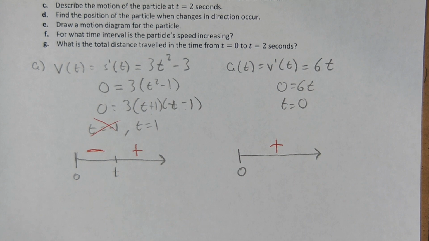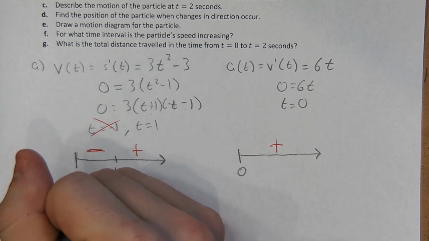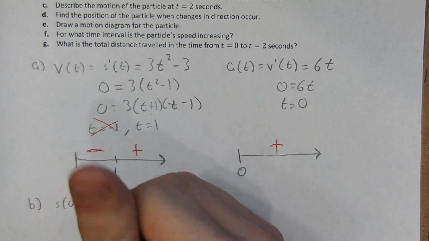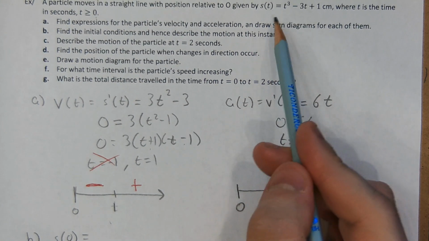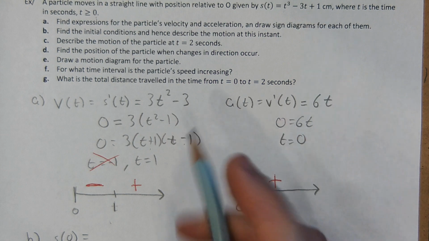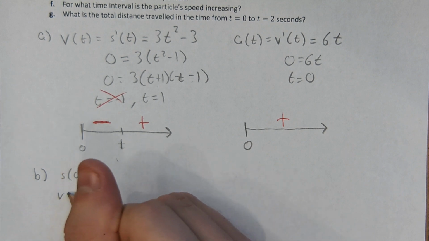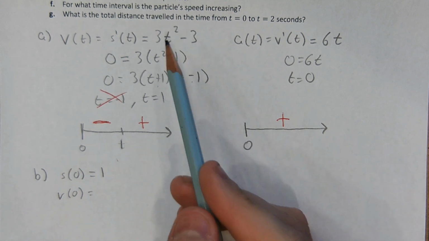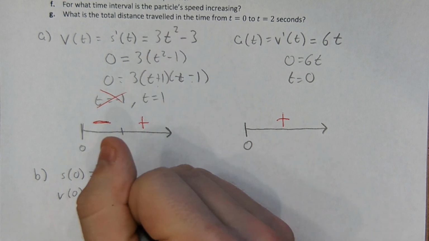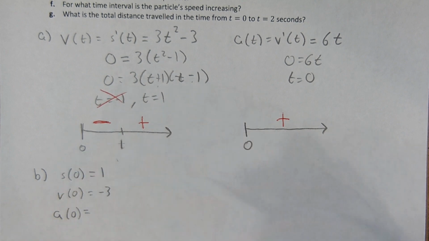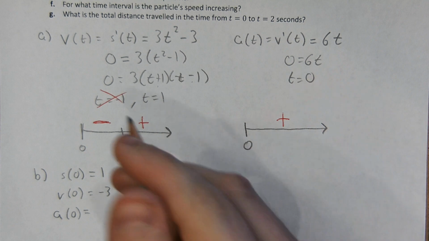Part B says to find the initial conditions and to describe the motion. We're going to find those initial conditions as values, and then we'll just discuss what they mean. B. What is little s of 0? Well, if we plug in 0 everywhere we have a t up here, that's 0, that's 0, and we're just left with this 1. Now let's figure out what our initial velocity is by plugging in a 0 here. That gives you all this is 0, you get a -3. And let's find our initial acceleration, which is kind of hard to think about, but we'll plug it in anyway. Plug in 0, you get 0.